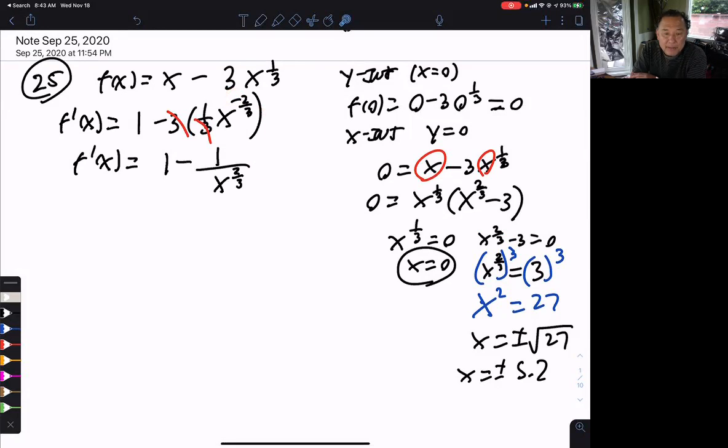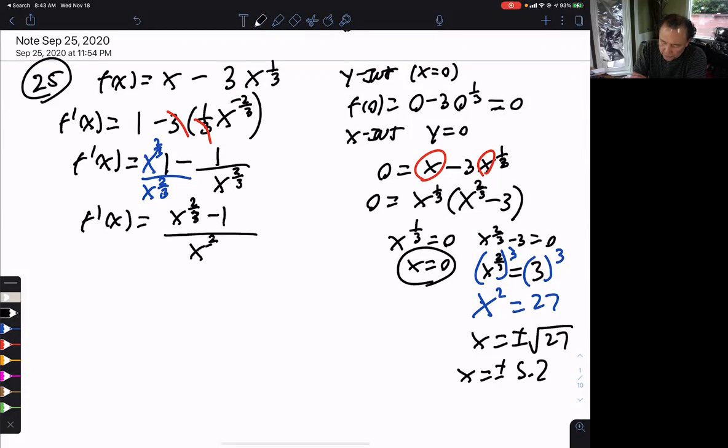But I need a common denominator. How am I going to do that? Well, the common denominator is going to be x to the 2/3. So I multiply by 1, which is x to the 2/3 over x to the 2/3, so I haven't done anything wrong. And I get x to the 2/3 minus 1 over x to the 2/3. That's my common denominator. Well, let's take the derivative again.